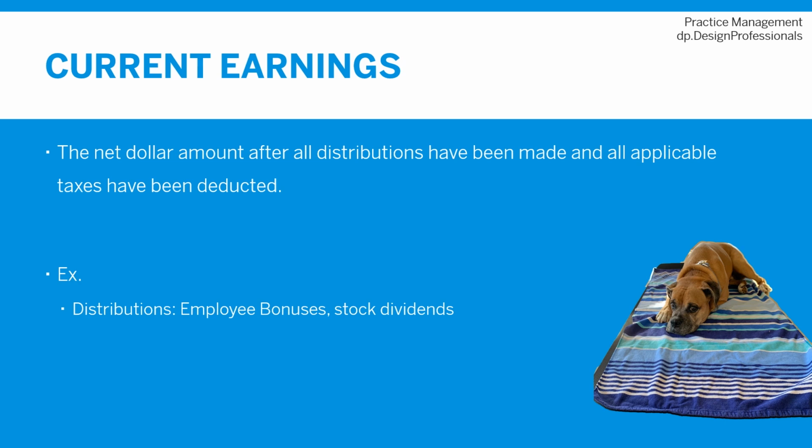So in an employee-owned firm, employees typically hold stocks of their company, and at the end of a fiscal period, the company can distribute a portion of the profits to each of the shareholders, which in this example is the employees. Current earnings essentially represents the money left over after the business has paid off all necessary expenses and fees such as labor, direct and indirect expenses, taxes, and distributions.